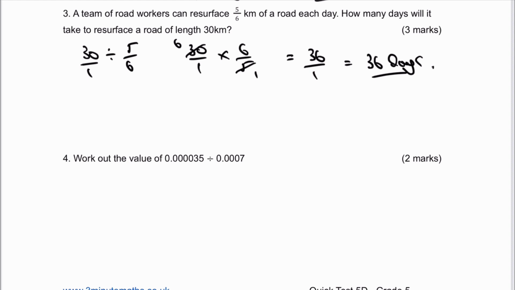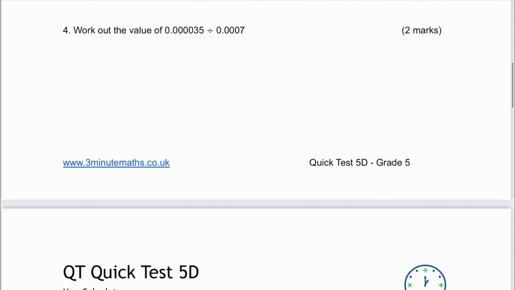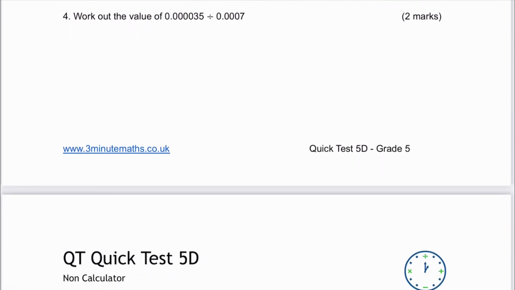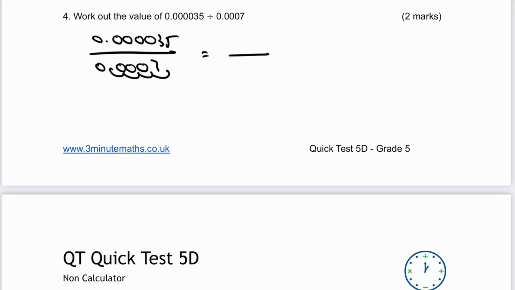Now, at first glance, I think question number 4 could be treated, if you wanted, as standard form. However, it might be easier to write it as a fraction. So at the top, I've got 4 zeros and then 3 5, and at the bottom, I've got 3 zeros and then 7. So if I wanted to make the bottom a whole number, I would move the decimal point 4 places. So 1, 2, 3, 4.